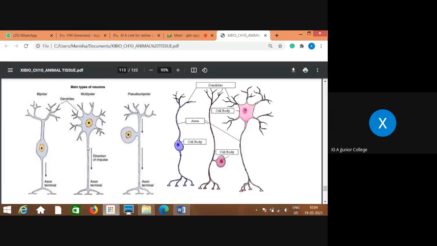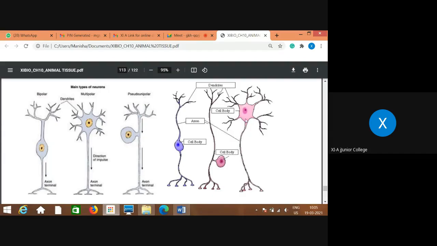Then multipolar. The cyton is star shaped. You can see the cyton is star shaped and gives out more than two processes. You can see many processes here, dendrites, right? And one of the dendrites elongates to form the axon, right? So there is only one axon and the remaining are dendrons. The axon initiates from a funnel-shaped area called the axon hillock. This funnel-shaped area is called the axon hillock.